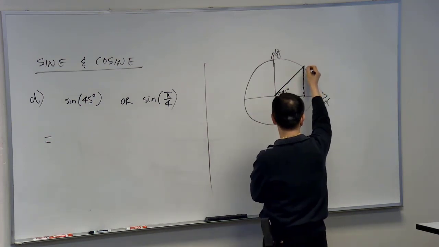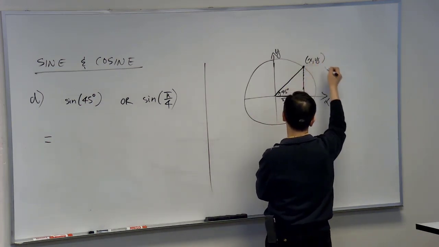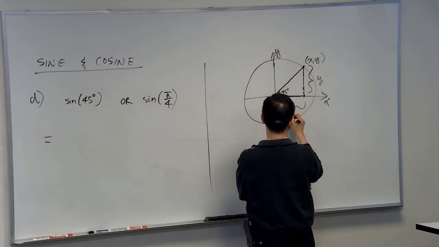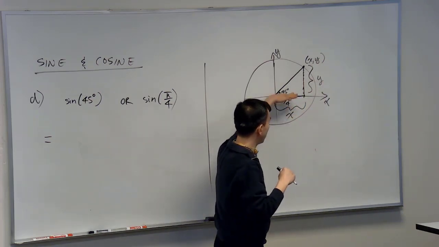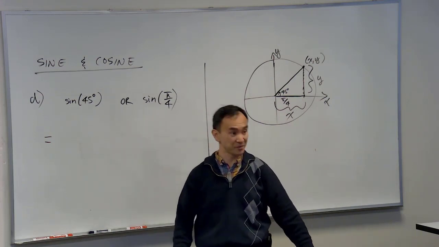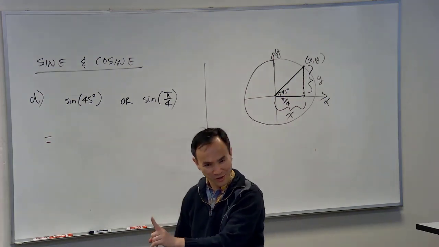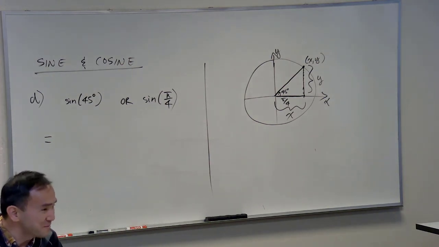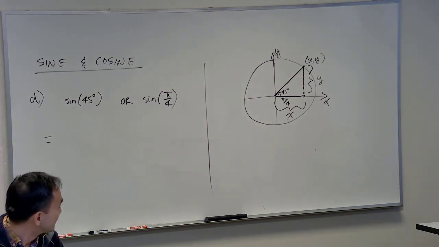Terminal point is here, yes. X, y, right? This distance here is y. This distance here is x. Okay, the pi over 4 is how much opening up in radians, right? But what's special in this triangle? Your eyes are telling you.